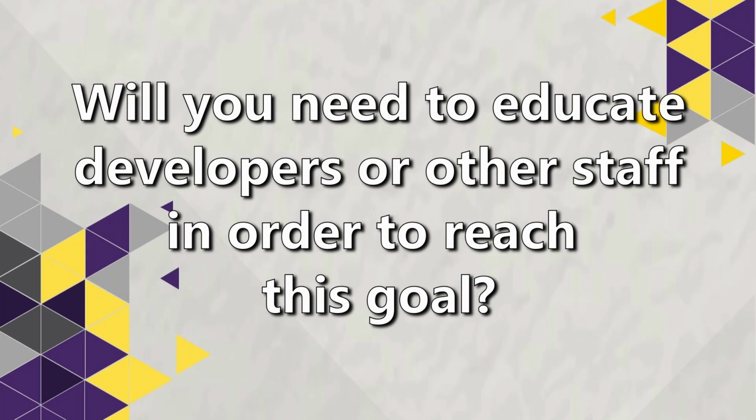Number 14 is, will you need to educate developers or other staff in order to achieve this goal? And if so, how do you plan to do this? You might want to go back to the second level of this course or program in order to make sure that you have all the details you want. But once you have all of that written down, you have a really good handle on your goal and how you're going to achieve it and all the things you need in order to achieve it and when.